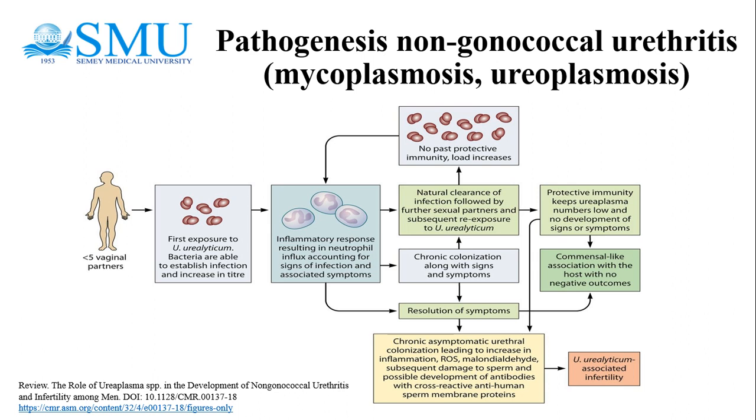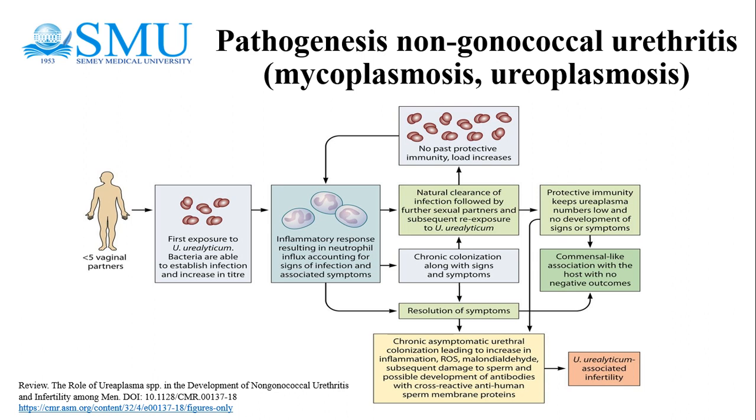This leads to resolution of symptoms, and chronic colonization along with signs and symptoms lead to natural clearance of infection, followed by further sexual partners and subsequent exposure to Ureaplasma urealyticum, leading to non-protective immunity. The load increases, leading to inflammatory response resulting in neutrophil influx, accounting for signs of infection and associated symptoms.